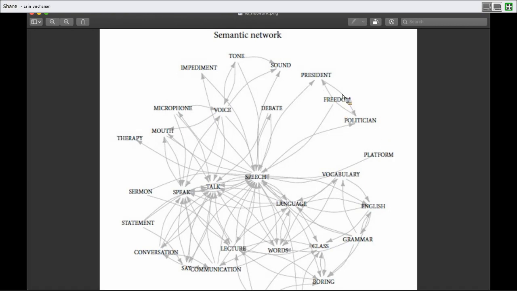Like these three are kind of together because they're connected to each other, but freedom here is not connected to any of these other ones. So the way that it draws a picture isn't necessarily representative of space like we've been doing with factor analysis. Boring, class, words, okay. So in here is the more academic version of speech. But all of this, the nodes here are the words, and the connections are free association in this example.